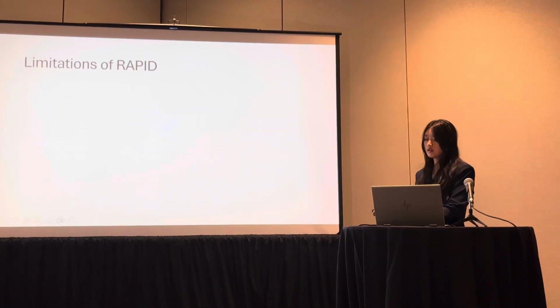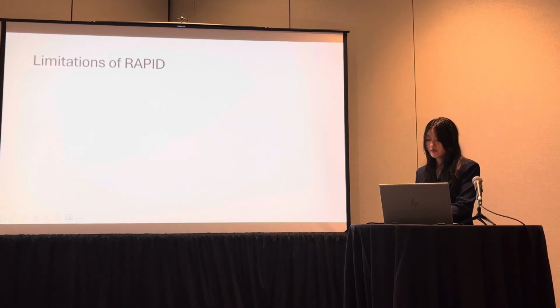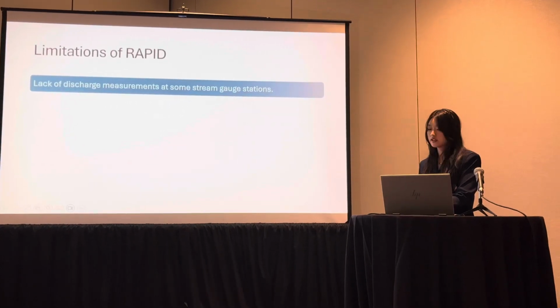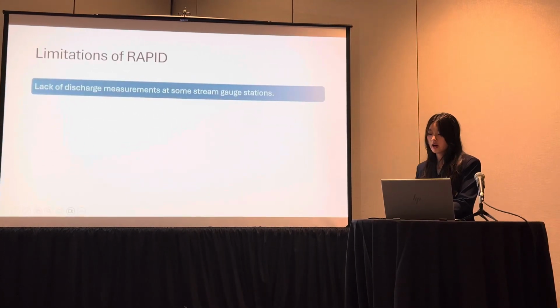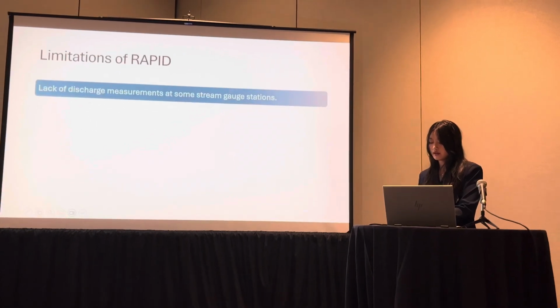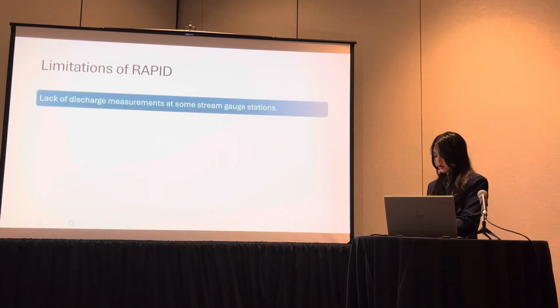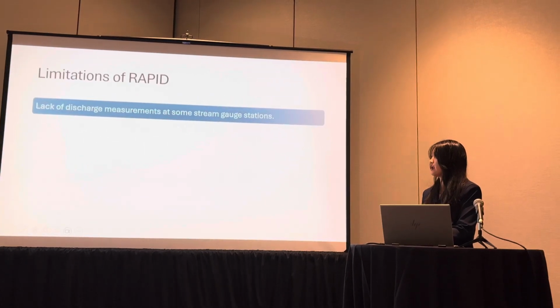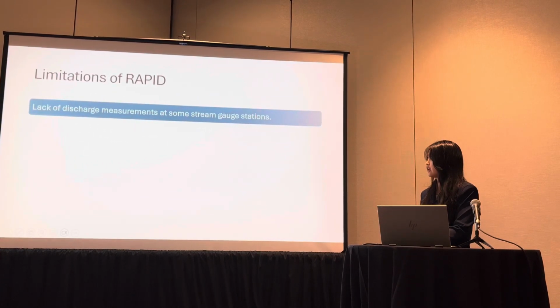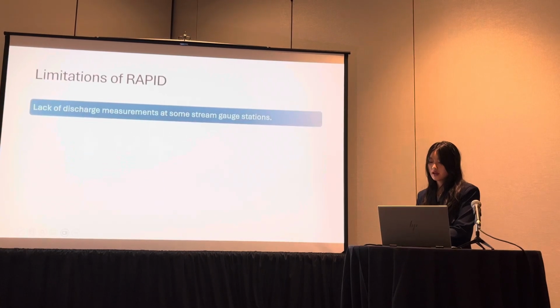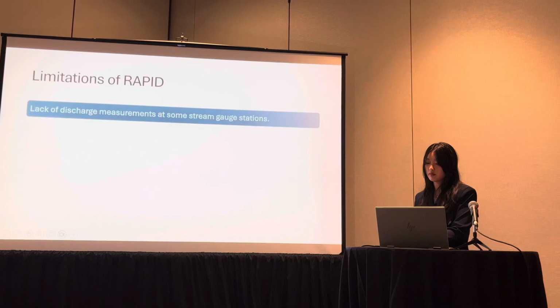Which brings me to the limitations of RAPID. First of all, there's a lack of discharge measurements at some stream gauge stations in communities where it's possible that the discharge stations are not kept up well, or they may not have people checking as much. The data may be inaccurate, or there might be holes in some areas.